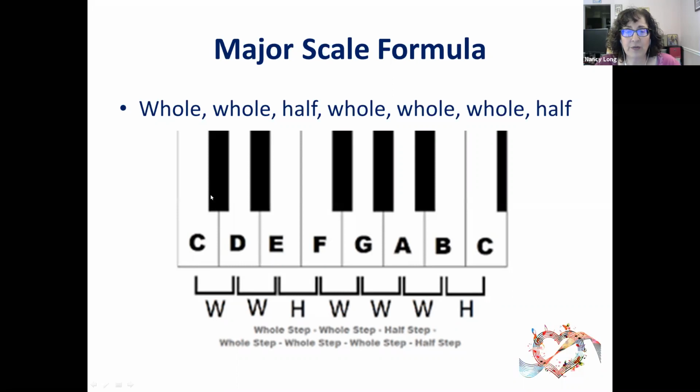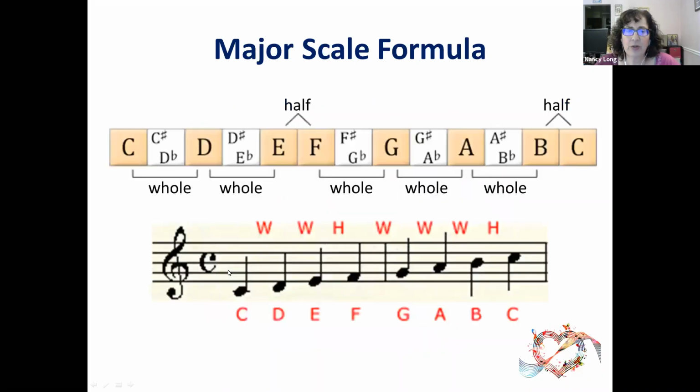So if we were writing a major scale from this C sharp, we would go a whole step to D sharp, a whole step to F, a half step to F sharp, a whole step to G sharp, A sharp, and so on, back to C sharp, sorry. So the major scale is always constructed in the same way. Here's another look at it.